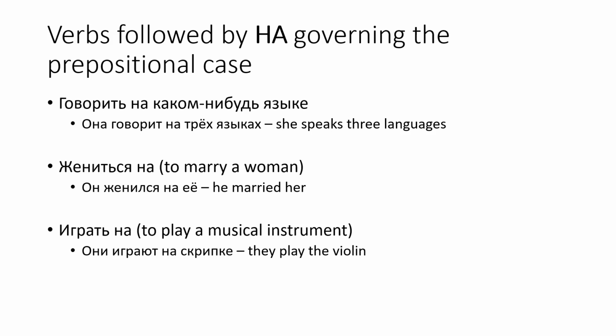The second verb is жениться на. So this means to marry a woman. The literal word is kind of to wife oneself. Жена is wife, and the reflexive means to oneself, so get a wife for oneself. Он женился на ее, he married her. And then the final verb here is играть на, and that is used when you're talking about playing musical instruments. So они играют на скрипке. That means violin, so they play the violin.